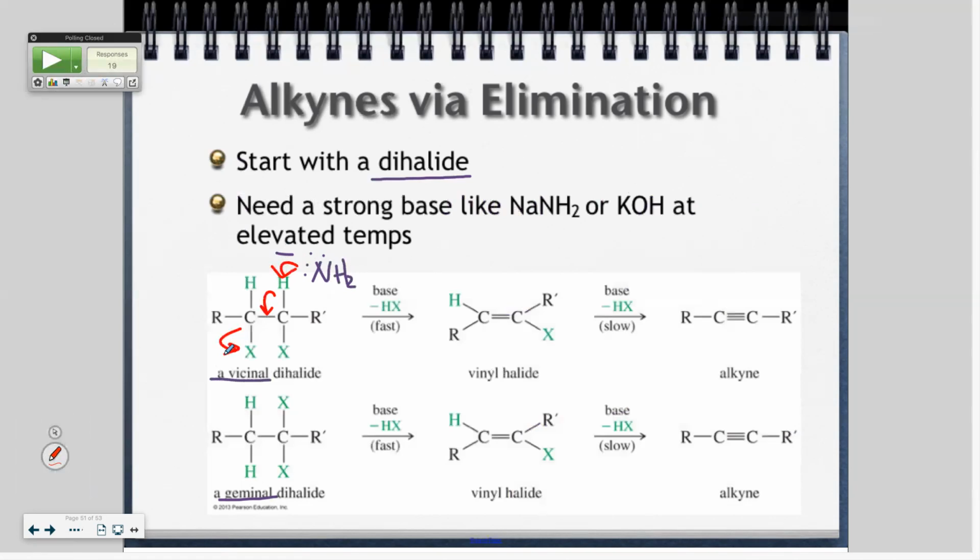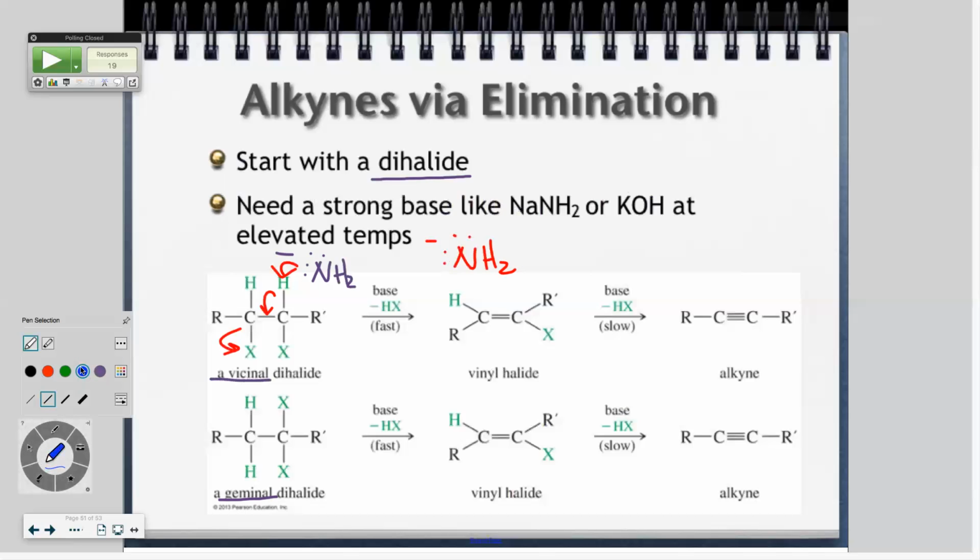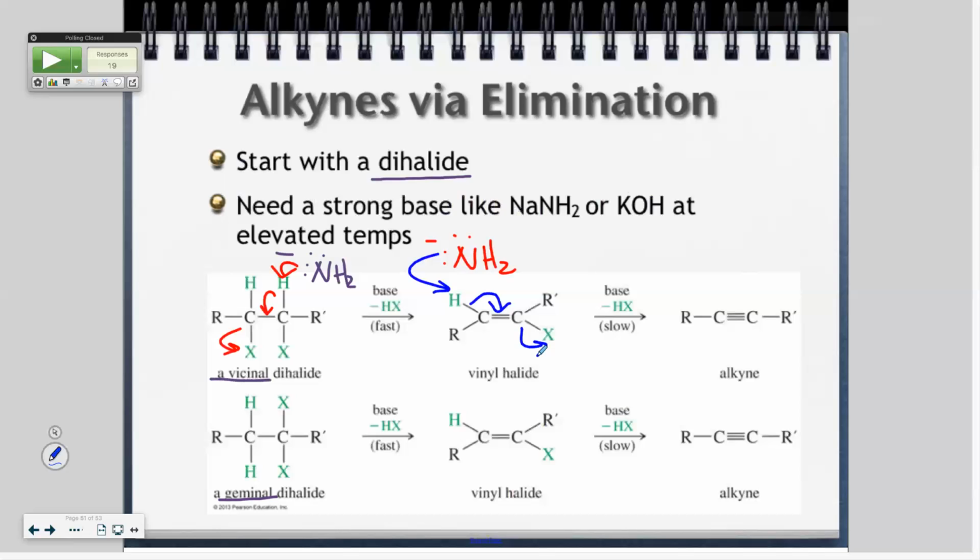Basically, you're doing the same thing 2 times. You have to have a pretty strong base. NaNH2 is the one that gets used the most because it is very easy to work with because of the ammonia, but also because this step right here is the hard step. It's the second one to pull off, and you have to have a base that's strong enough to do it. So you're doing the same thing again. We're pulling off that proton. These electrons are going there, and that goes bye-bye.